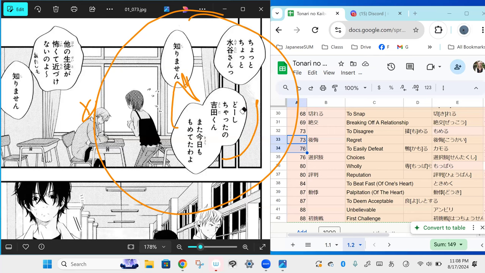It's like, once again today, you also, momete. It means to be disagreeable, I think. Yeah, it can also mean to fight. So he's like, oh, are you and Yoshida-kun still fighting? It's probably fighting. And then, 他の生徒が怖くて近づけないのよ。私も知りません。He says, you know, the other students are all scared and don't get any closer. I'm also the same. And then she says, I have no idea what you're talking about. It has nothing to do with me.